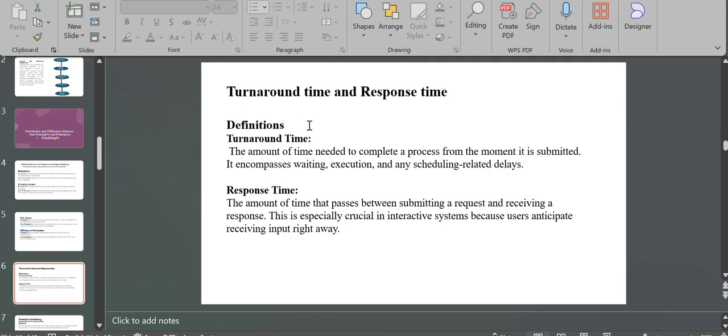And you can see the differences between turnaround time and response time. The definition of turnaround time is the amount of time needed to complete a process from the moment it is submitted. It encompasses waiting, execution, and any scheduling-related delays. Response time is the amount of time that passes between submitting a request and receiving a response. This is especially crucial in interactive systems because users anticipate receiving output right away.